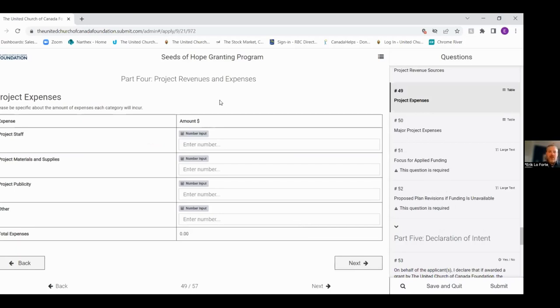The next part is the project expenses. So what are your project expenses broken down into these four categories? This should total the same total as your other one. So I think we had $25,000. So you estimate that your project staff will cost X amount to run the program, and the project materials and supplies will be Y amount, and publicity will be another amount, and other will be the other. So this is just giving us a general idea of where the money is slotting in for your overall project. You said it's going to cost $25,000. Where can we expect to see that money falling?